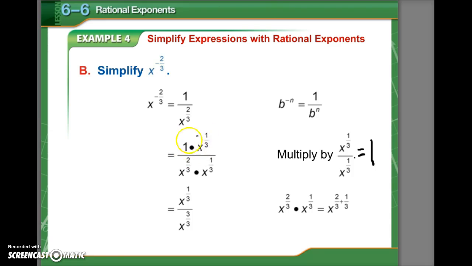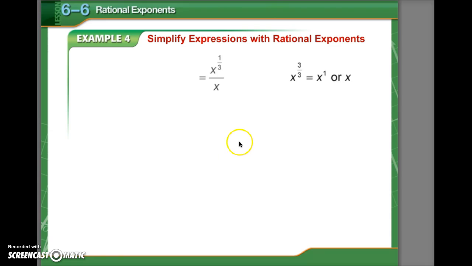So then we're going to simplify this numerator. 1 times x to the 1/3 is just x to the 1/3. And x to the 2/3 times x to the 1/3 is x to the 3/3, which is just x to the first power, which is just x. So this is x to the 1/3 over x. So this right here is going to be our final answer.